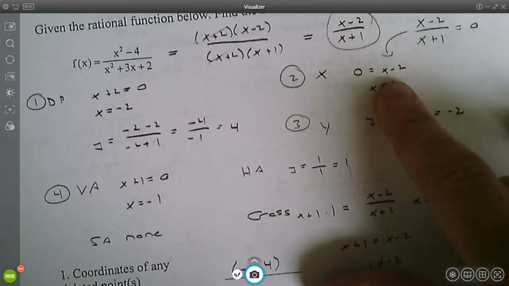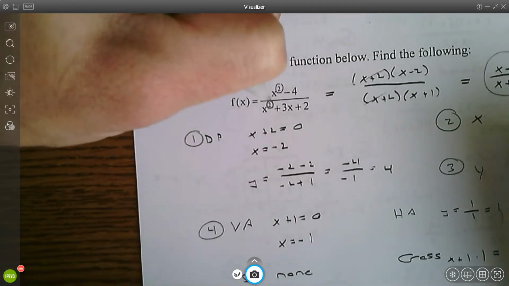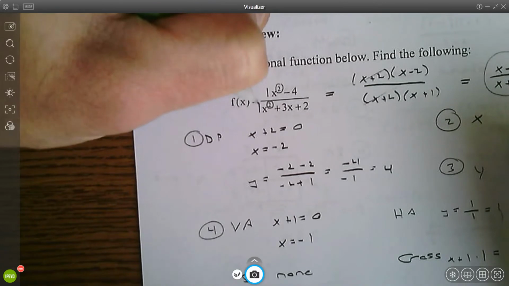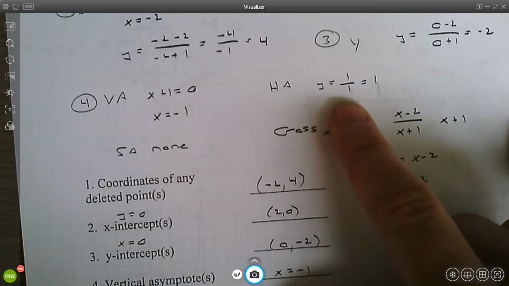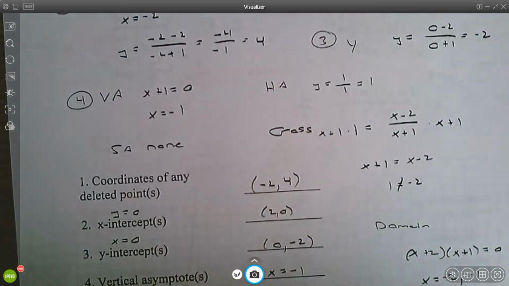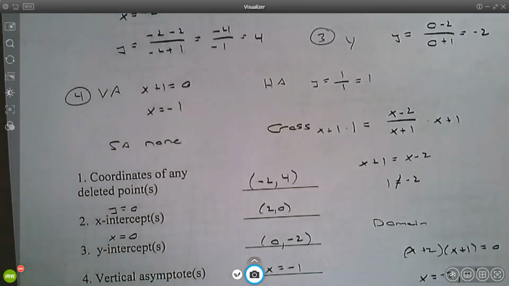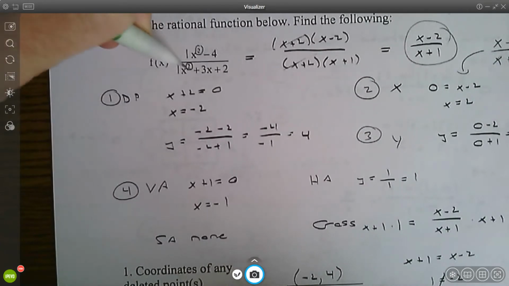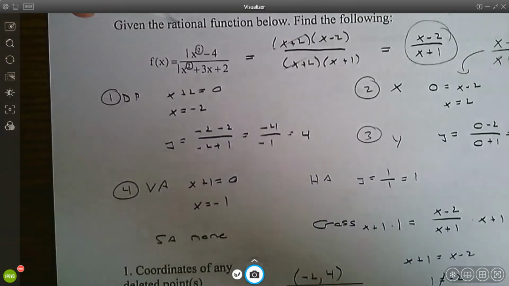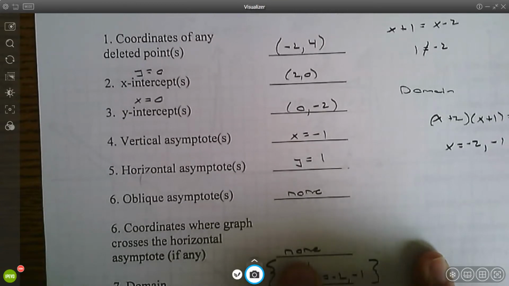Horizontal asymptote. You're going to go back to the original. The degree of the numerator and the denominator are the same. They're both 2. So you're going to divide those lead coefficients, in this case 1 and 1, and get y equals 1 for the horizontal asymptote. Oblique or slant asymptotes, you don't have any because the degrees are the same. Only time you do is if the degree of the numerator is 1 more than the degree of the denominator. So none.